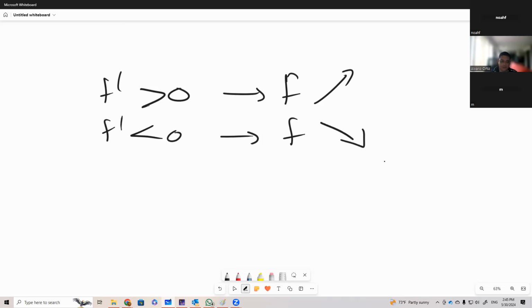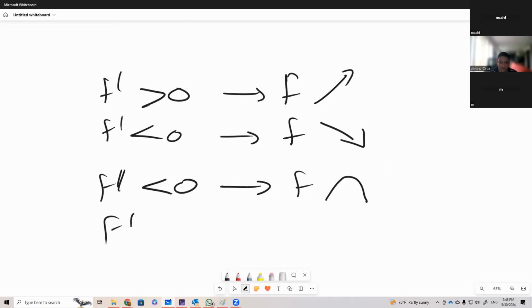Okay. f double prime negative implies that f is concave down. f double prime positive implies that f is concave up.